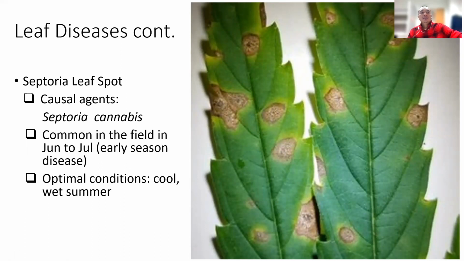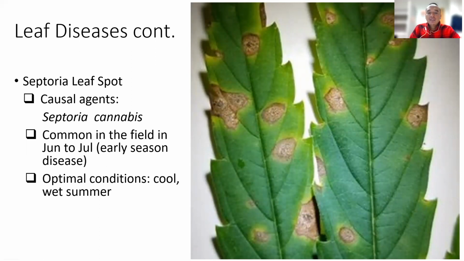Another important leaf disease is Septoria leaf spot. This disease is caused by Septoria cannabis. This pathogen is specific for cannabis. So Septoria here is different from Septoria that infects other plants such as tomato or blackberry. Symptom of this disease can be irregular spots on the leaf, like you can see in the picture, and fungal structures, like black structures, like you can see in the picture.